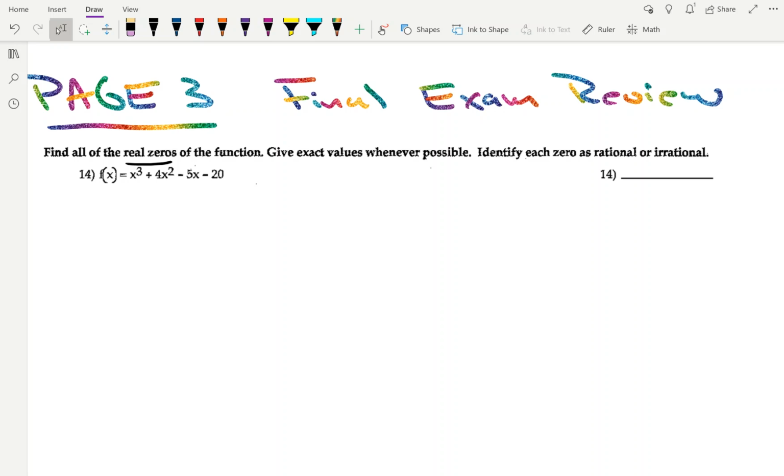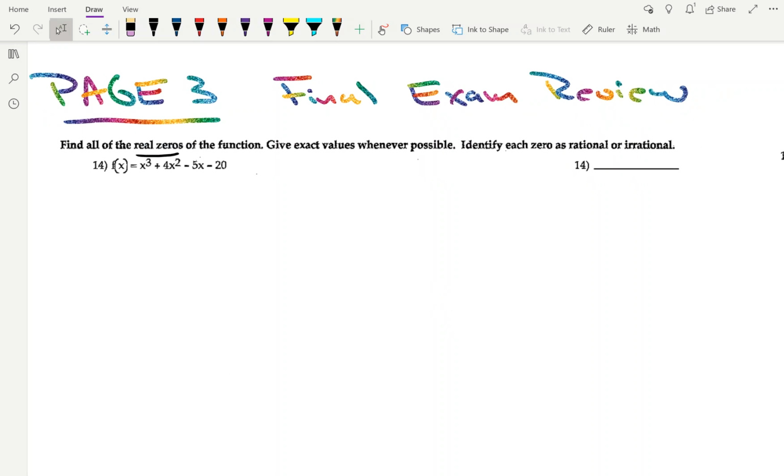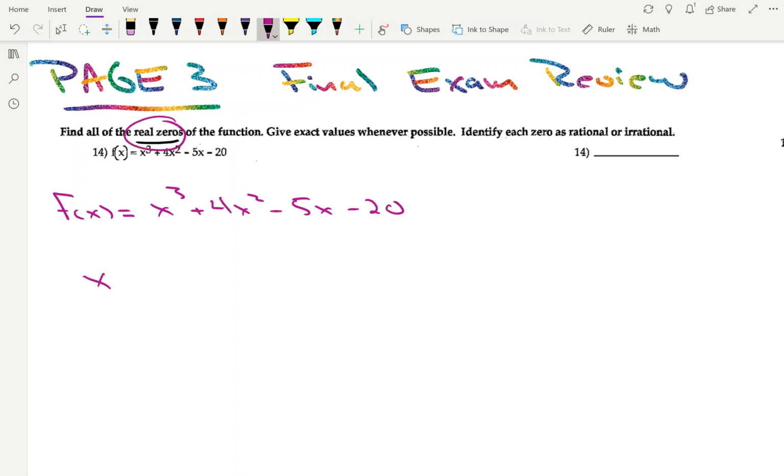Page 3 of your final exam review. Find all real zeros of the function, give exact values when possible, identify each zero as rational or irrational. Okay, so we start off with this function. It's given as x cubed plus 4x squared minus 5x minus 20. They want to know the real zeros, so they want to know when this function is equal to 0.